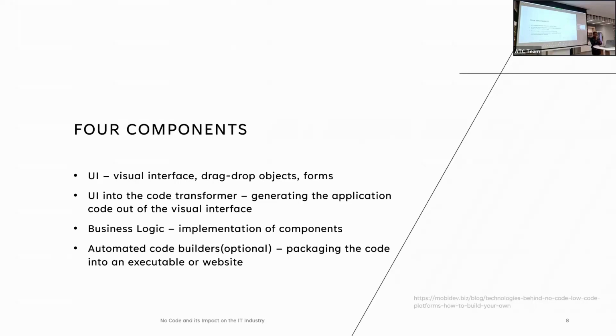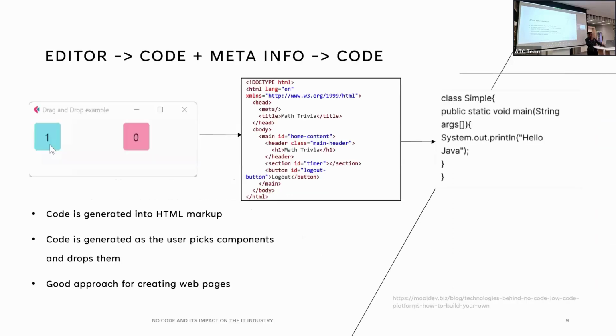We have the business logic, which is the implementation of the components, and the business logic, which is regarded as the backend. And then the 4th one is quite optional, but packaging the application and deploying it to a site or to have it as an executable. He has mentioned 3 architectures for building no-code frameworks. So the first one is editor to code and meta info, and then to code.